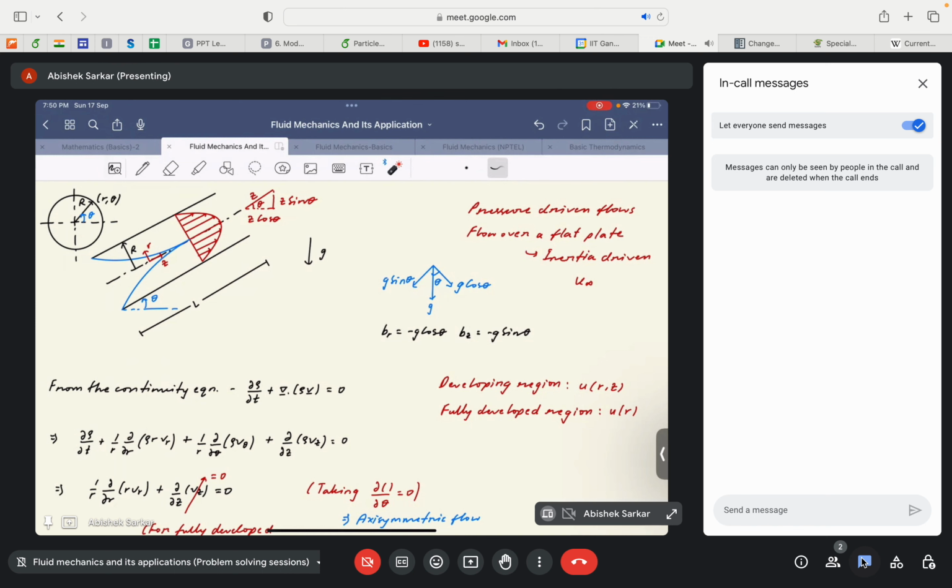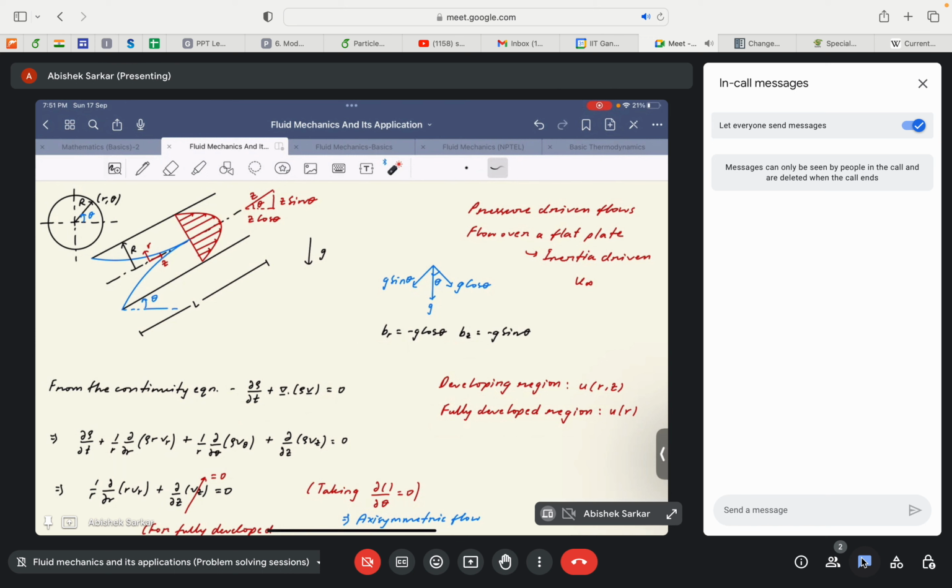Okay, so again the governing equations would remain the same, that is the continuity equation and the momentum equation, which we'll eventually see. The main difference is that in the case of the developing region, the velocity is a function of both r and z, but in the case of a fully developed flow, the velocity is only a function of r. The velocity component u is actually uz, the z velocity component, along this direction, which we'll eventually see.